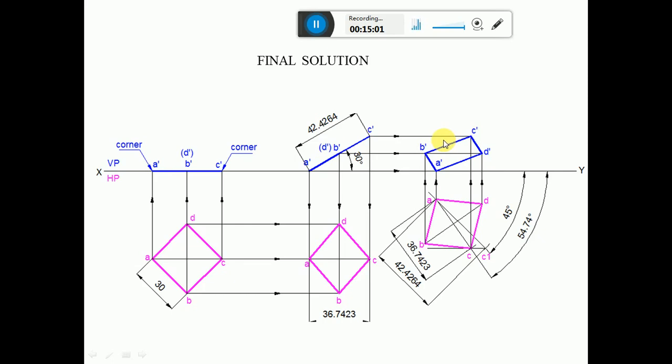So how to analyze this? A square plate of 30 mm side is resting on HP and one of the diagonals is inclined at 30 degrees to HP and 45 degrees to VP. Draw its projection. So here we are satisfying all the conditions given in the problem, and hence this will be the final solution.